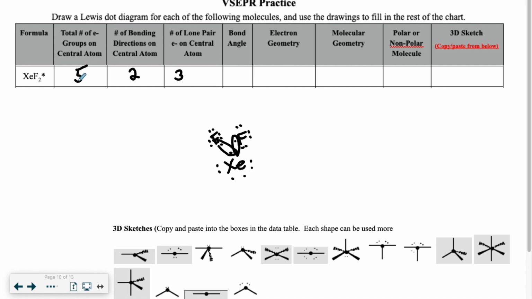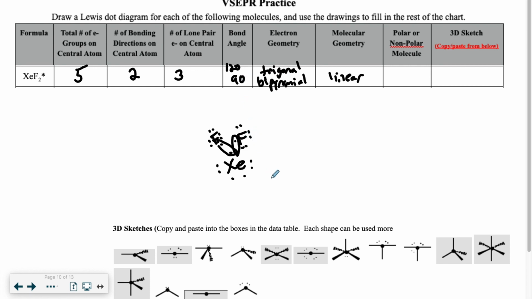All right, so for this one, I am within the family of 5. So I'm going to look across, and this one is going to be Trigonal Bi-Pyramidal again. For the molecular geometry, because it's 2 and then 3, this is going to be a linear shape. And the bond angle is going to be 120 and 90.